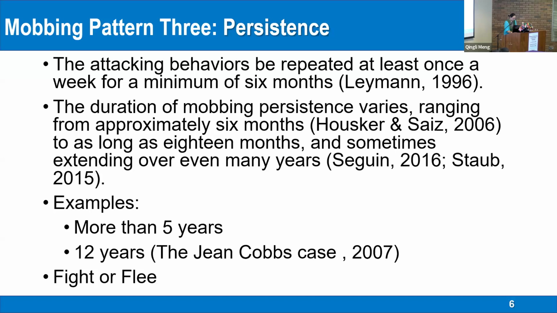The third feature is a long-lasting duration. To classify specific behavior as mobbing, it is generally required that the attacking behaviors be repeated at least once a week for a minimum of 6 months. Mobbing attacks are often a daily occurrence with a form of consistent trivial bullying. However, the spectrum of the bullying process duration is quite broad.